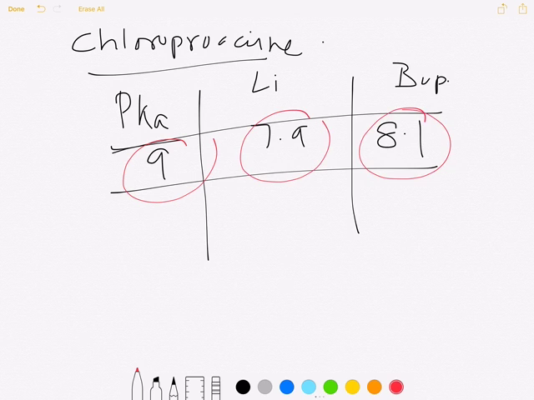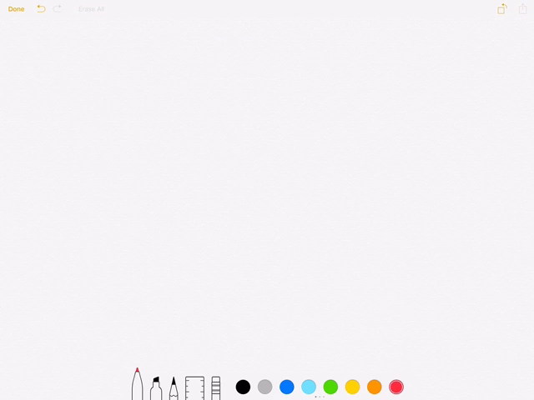Remember I said the higher the pKa, the longer the time it takes to act. But this is the fastest acting local anesthetic. If you just go on pKa, it would be the slowest acting local anesthetic. So what's going on here? Chloroprocaine is not a very potent drug. You have to give lots of chloroprocaine to achieve that amount of block.